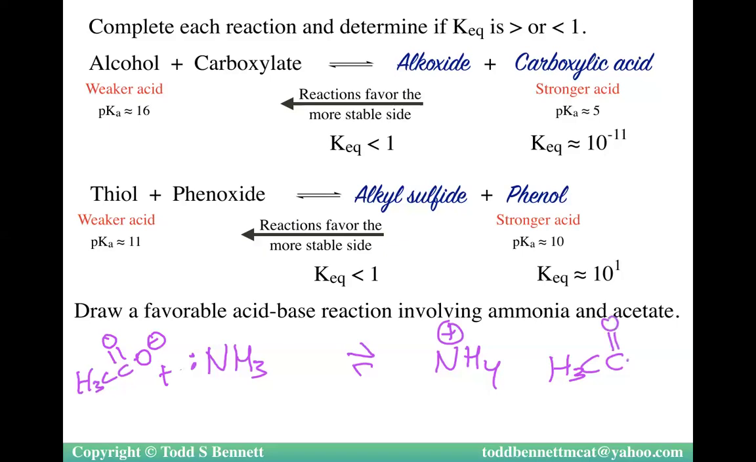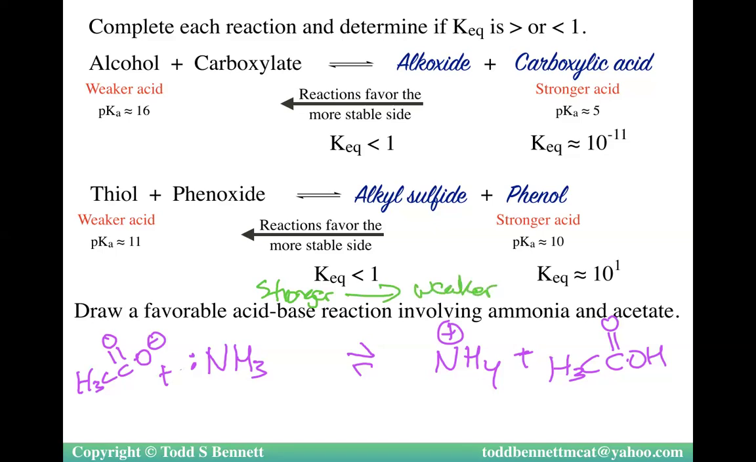So now I've got to figure out what the question is asking. So this cannot be possible. Why is that? Negative plus neutral cannot become positive plus neutral. So I need to flip either the acetate or the ammonia. So now let me go into the second part of this. Favorable means we're going from stronger to weaker.